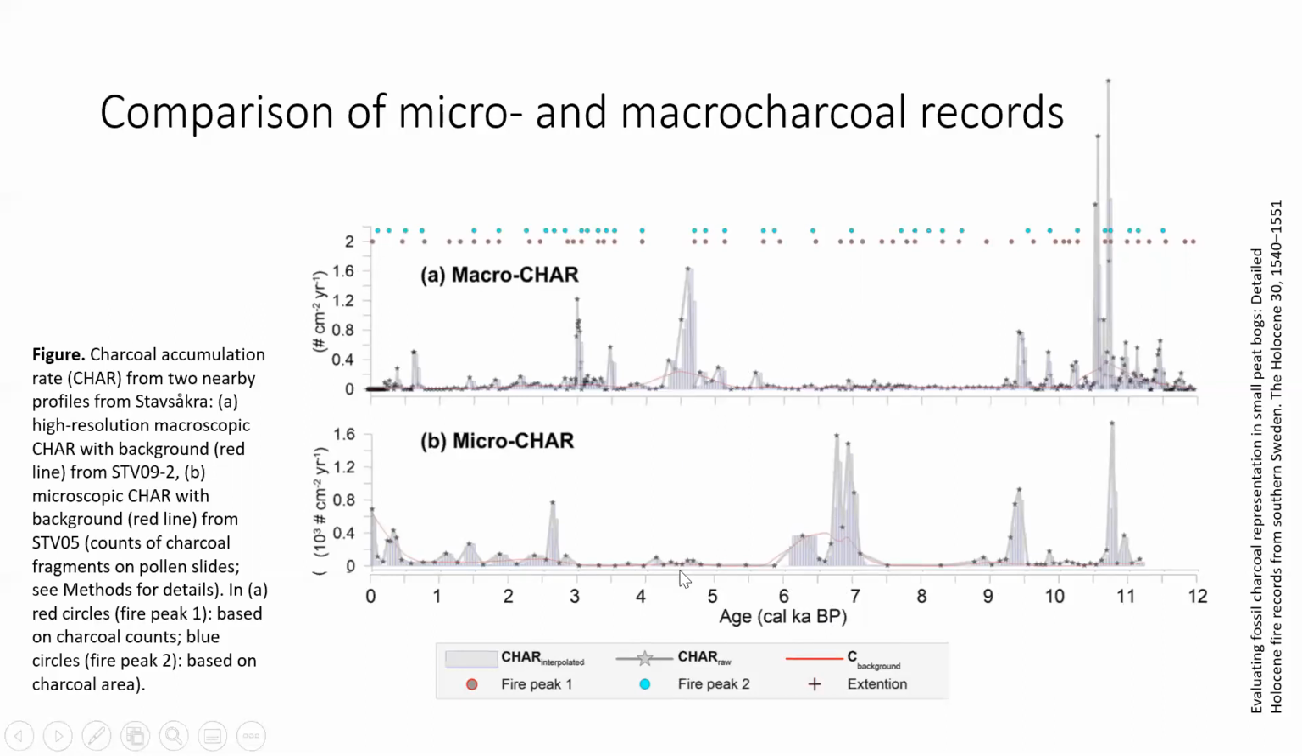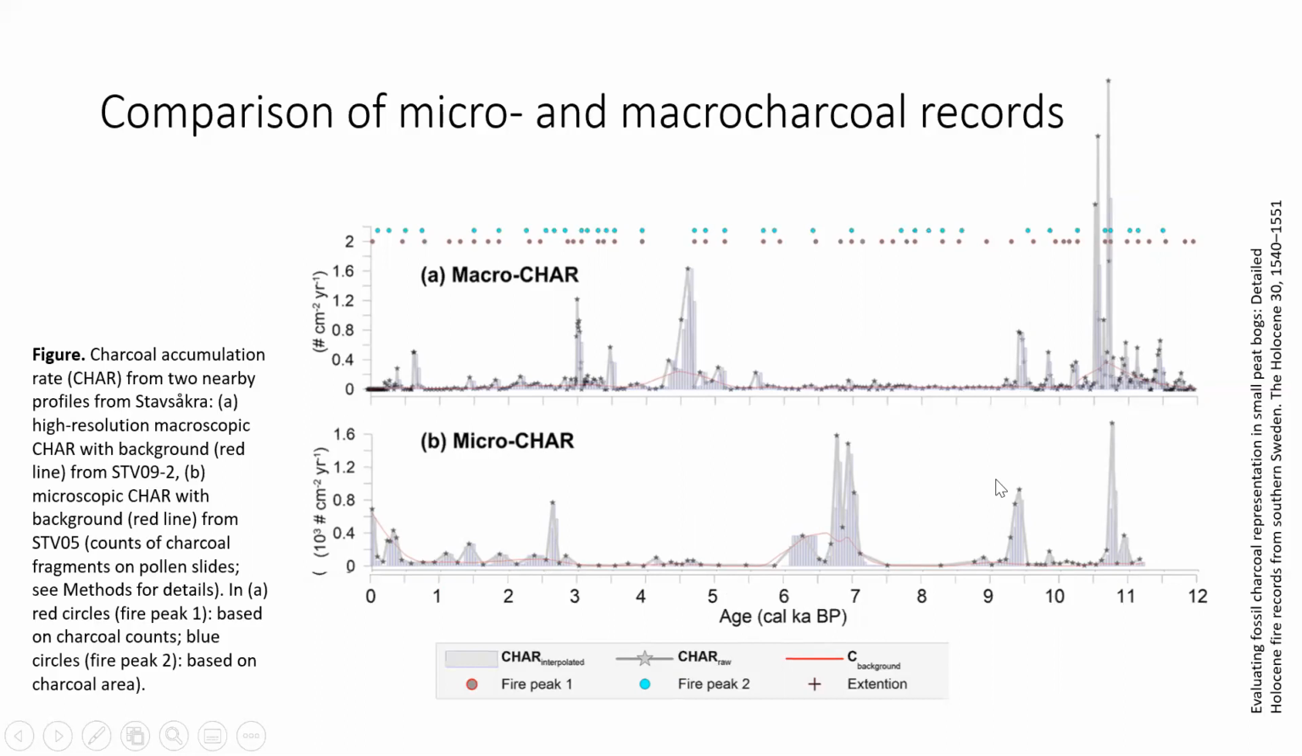And just here we can then see that there's a local fire that is not reflected in the regional charcoal record. So basically there's an indication of local fire. And well, here we can see that there's an indication of regional and local fire events in both of these records.